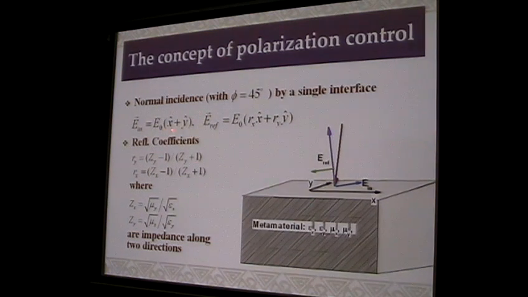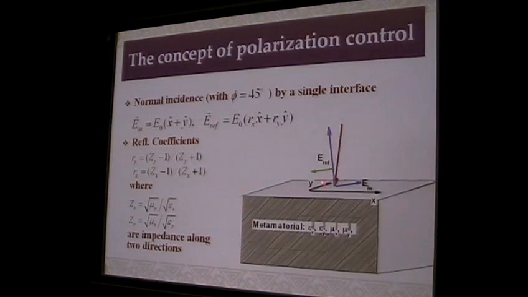Before I go into details, I want to just show you the concept of polarization control. It's a very simple concept. Now suppose you consider light shining from air, normally incident on the interface between air and the metamaterial. Now that you have a metamaterial, you have the freedom to design, to choose the value of its dielectric constant and also the mu tensor. So basically, epsilon xy and mu xy are freely changeable.